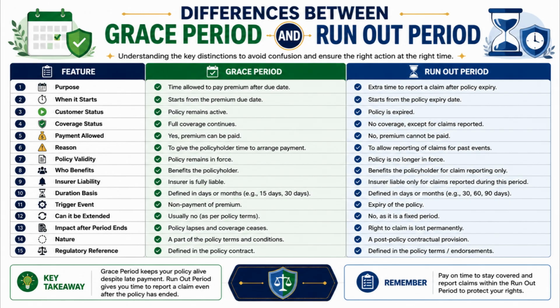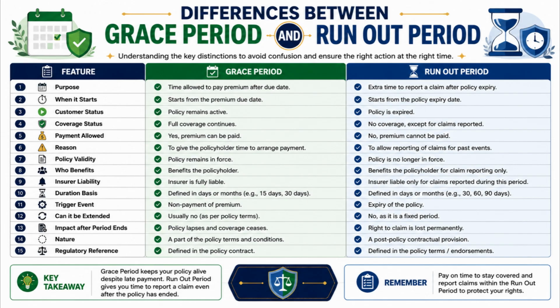Number 1. A grace period is extra time given to pay an overdue premium after the due date, whereas a run-out period is extra time allowed to report or submit a claim after the policy has expired. Number 2. A grace period starts immediately after the premium due date, whereas a run-out period starts after the policy expiration date.